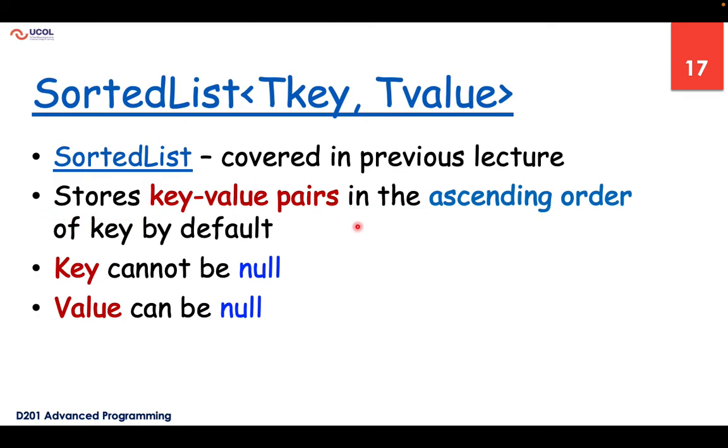Sorted list stores key value pairs in the ascending order of the key by default. The key cannot be null. The value itself can be a null value, but the key has to be provided, because we are sorting the things, whenever we are adding a new element in that particular sorted list.